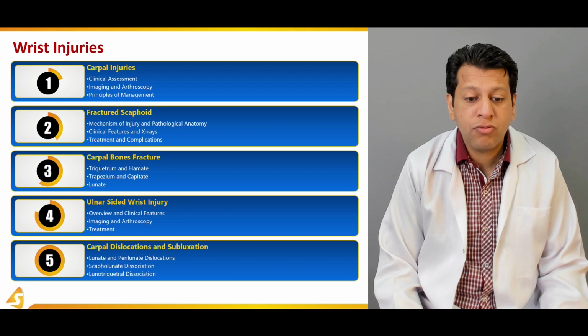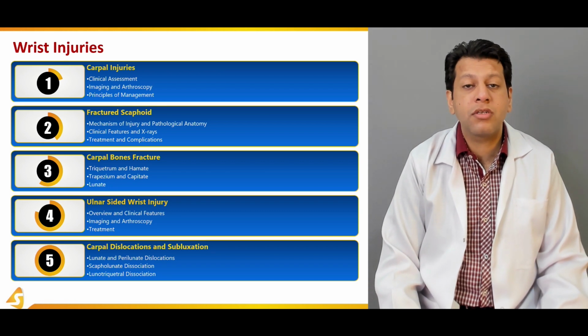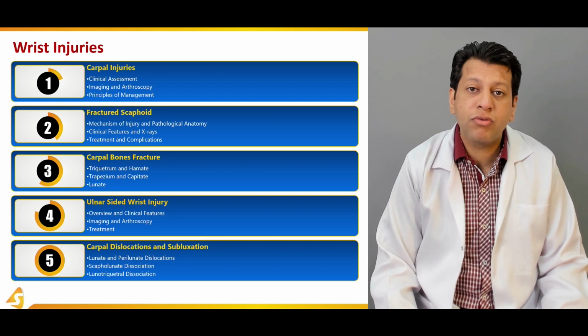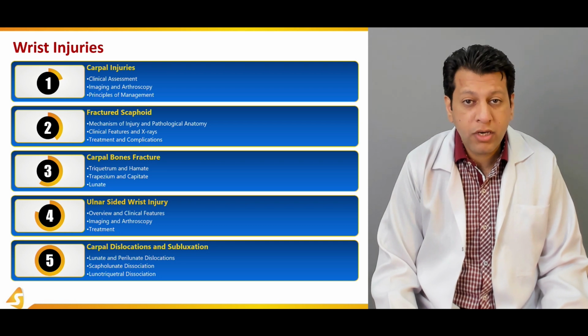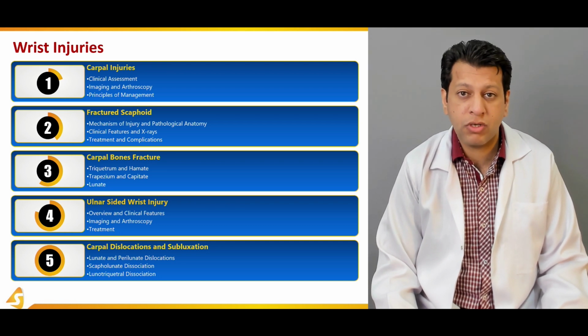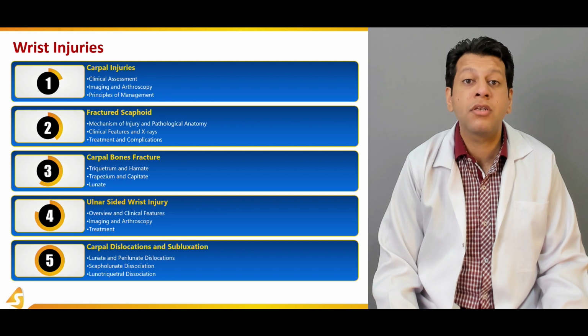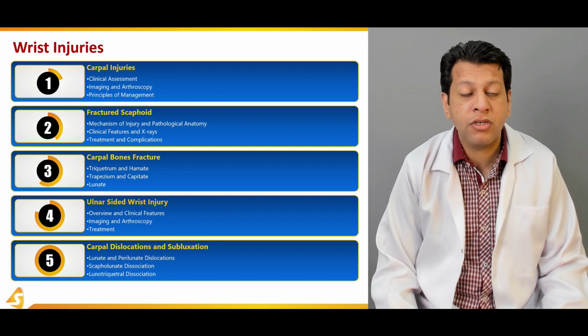In the last section, we will be discussing the carpal dislocation and subluxation. One of the two most common is the lunate dislocation and the perilunar dislocation. Especially, we'll be discussing the transscaphoid perilunar dislocation.